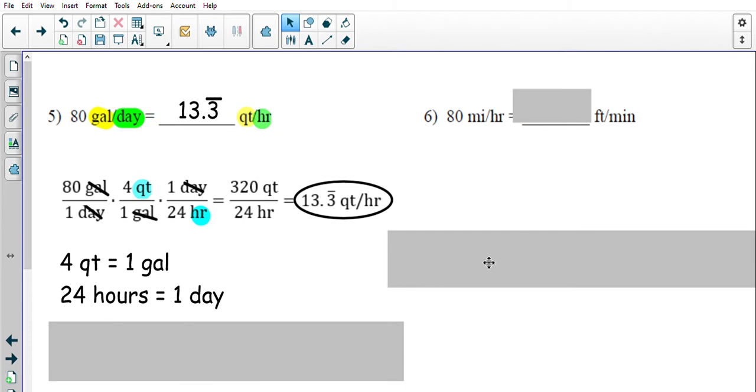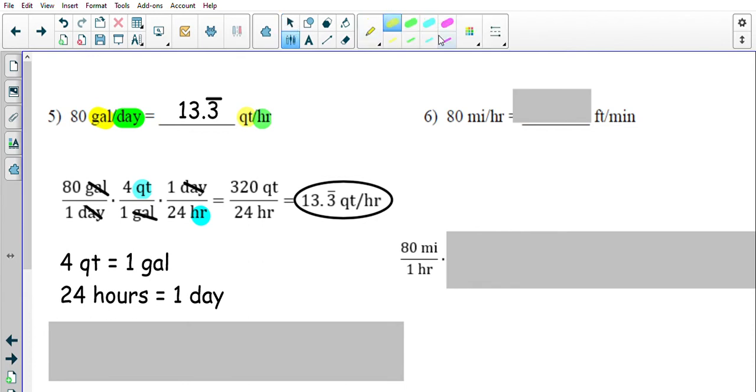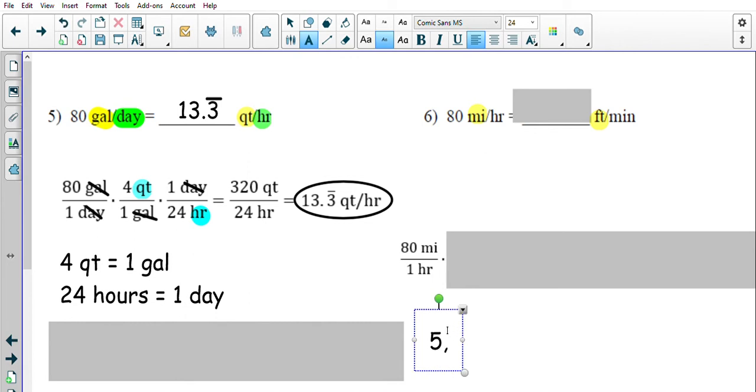All right, number 6, 80 miles per hour, we are converting to feet per minute. Start with 80 miles per hour as your first fraction. We are converting miles to feet. So, of course, we need to know there are 5,280 feet in 1 mile.